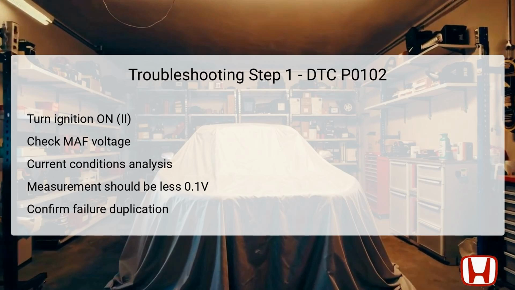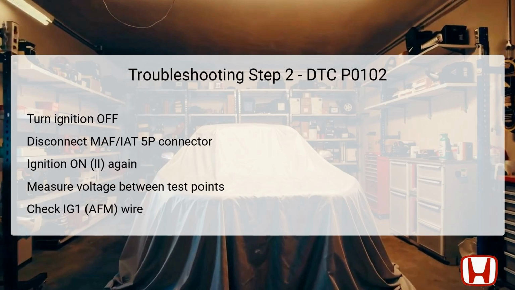Using the Honda Diagnostic System, HDS, one should check the voltage output of the MAF sensor. The measurement should register less than 0.1 volts if the sensor is malfunctioning, confirming the expected conditions, marking the presence of the error code. If the current condition matches the threshold, it indicates a failure that's been duplicated, necessitating further testing. However, if the conditions do not align, it could be an intermittent issue, requiring checks for poor connections or loose terminals at the MAF, IAT sensor, and the PCM before proceeding.